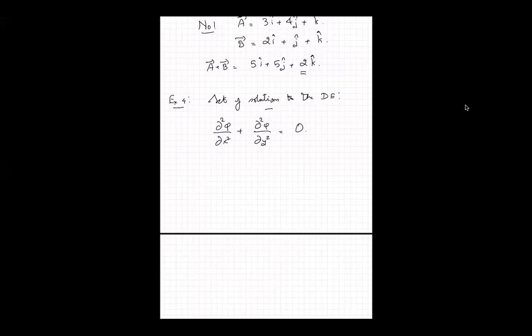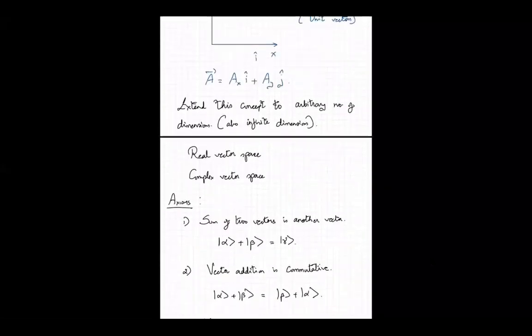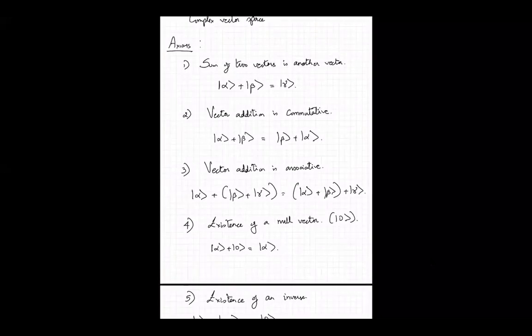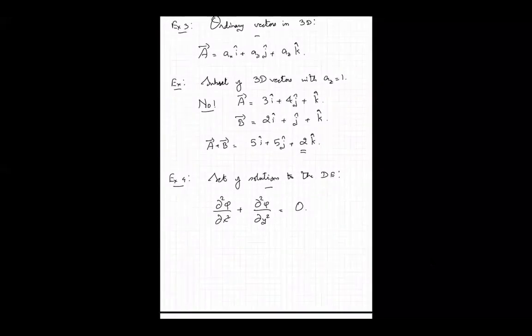The reason the answer is no is because of the very first axiom of linear vector space. The very first axiom tells you that the addition of two vectors should also be a vector that lies in the same vector space. So this is the first axiom: the sum of two vectors is another vector. Let us go back to our example. Our example is a subset of 3D vectors with the z component equal to 1. So let us first understand, if I add two of these vectors, do I get a third vector with also z component equal to 1?